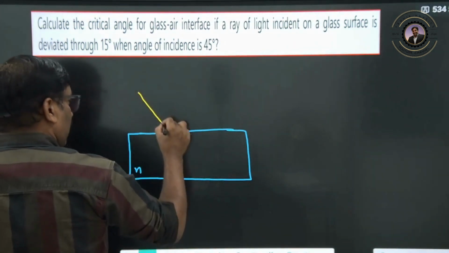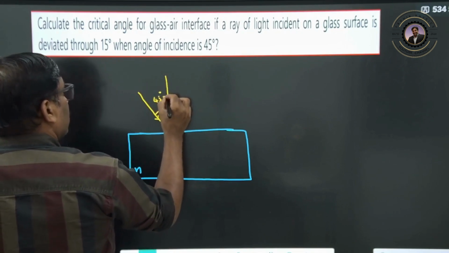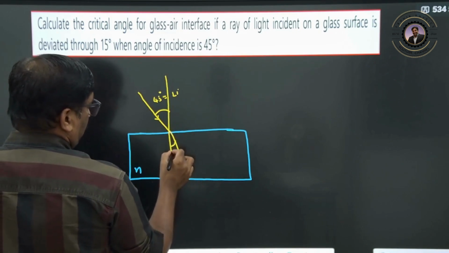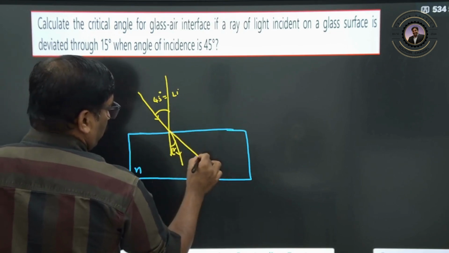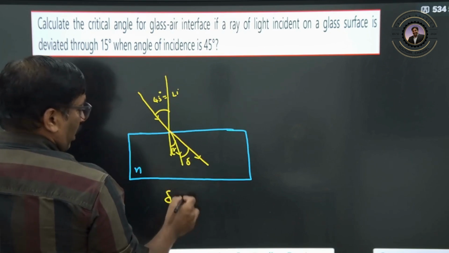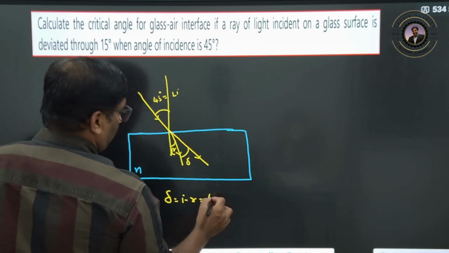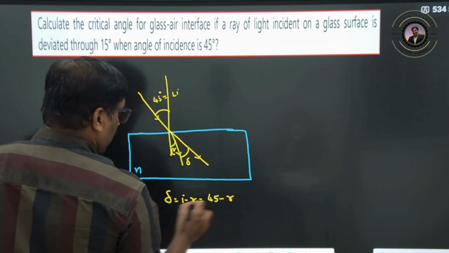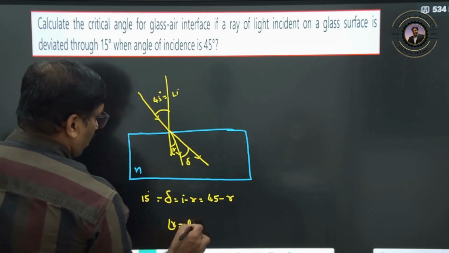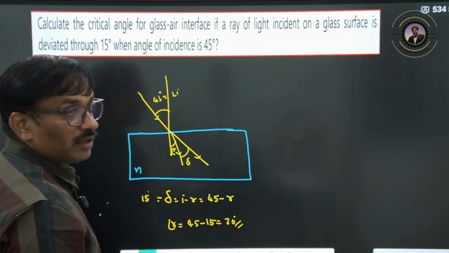So this is your incident ray, making an angle of 45 degrees. This is your angle of incidence, and this is your refracted ray. The angle of refraction we don't know, but he gave the angle of deviation. What is the angle of deviation? Angle of deviation is nothing but i minus r. i is 45, so 45 minus r is given as 15 degrees. So r equals 45 minus 15, therefore 30 degrees. We got r.